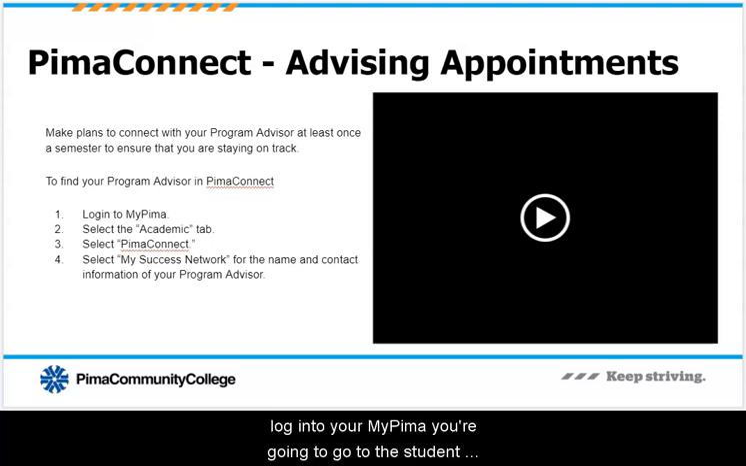So to find your program advisor in Pima Connect, you're going to log into your MyPima. You're going to go to the academic tab under student, and then select Pima Connect. Then select My Success Network for the name and contact information of your program advisor. So I'm going to play a little video for you here that might help explain how to go about setting up that appointment.